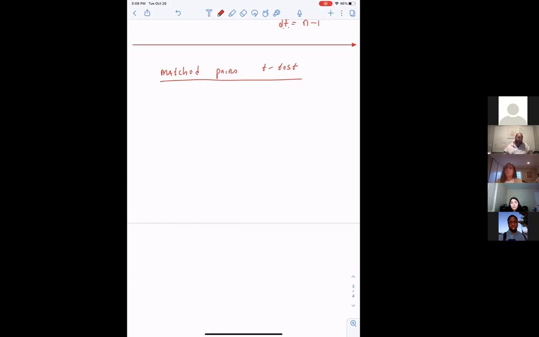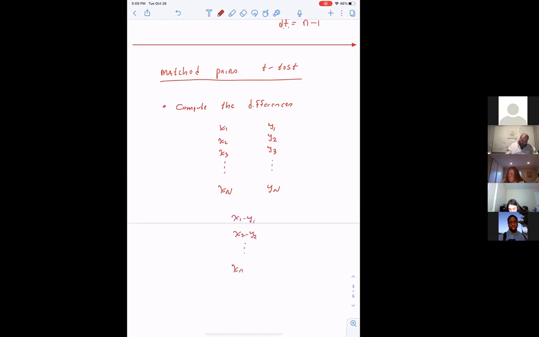How do we do the test? It's very simple. Step one, compute the differences. In other words, if you have your x1, x2, x3 up to xn, and your y1, y2, y3 up to yn, I don't look at the x's and the y's. What I look at is x1 minus y1, x2 minus y2, up until xn minus yn. That's what I care about.